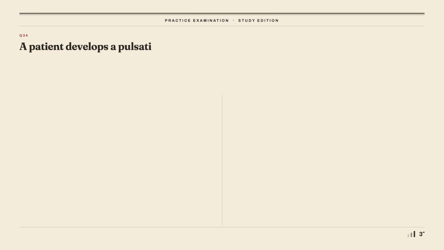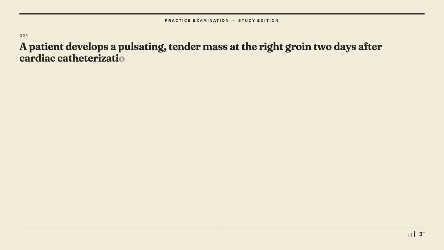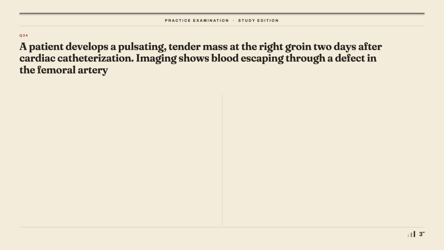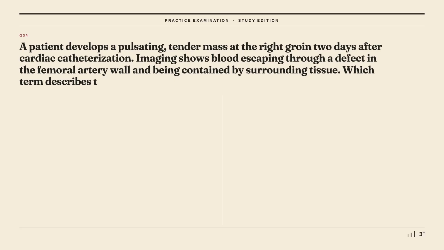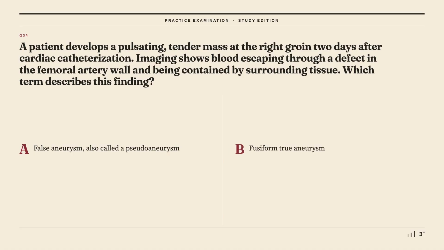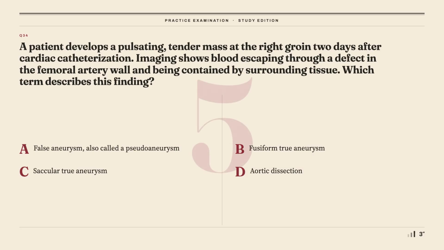Question 34. A patient develops a pulsating tender mass at the right groin 2 days after cardiac catheterization. Imaging shows blood escaping through a defect in the femoral artery wall and being contained by surrounding tissue. Which term describes this finding? Your options are A. False aneurysm, also called a pseudoaneurysm. B. Fusiform true aneurysm. C. Saccular true aneurysm. D. Aortic dissection. Take a second. Which answer would you pick?